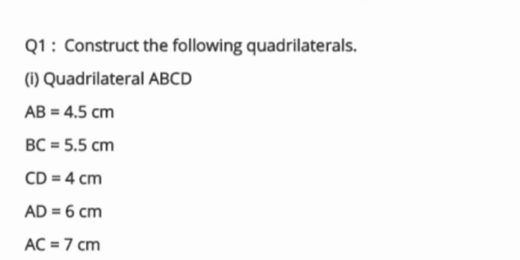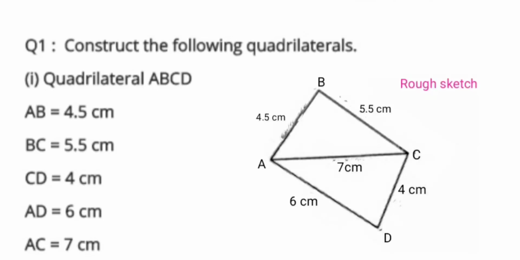Here construct a quadrilateral ABCD. Here AB equal to 4.5 cm, BC equal to 5.5 cm, CD 4 cm, AD 6 cm and AC 7 cm. Using this information, first draw a rough sketch. It helps you to construct the quadrilateral.